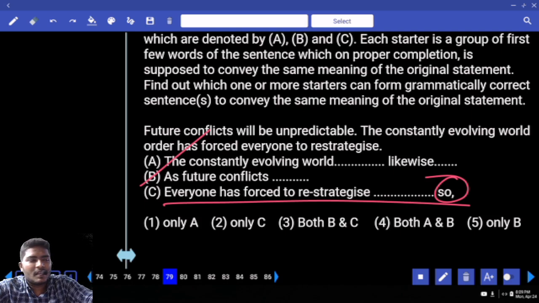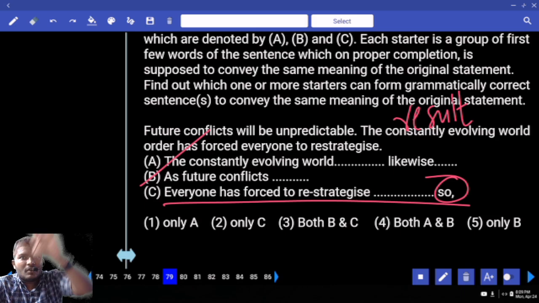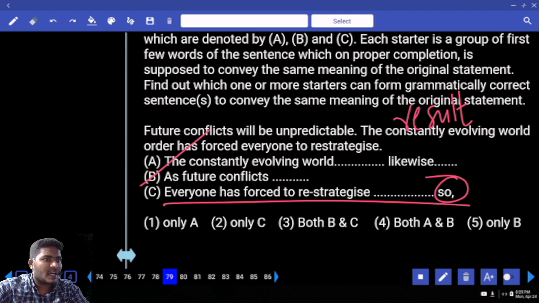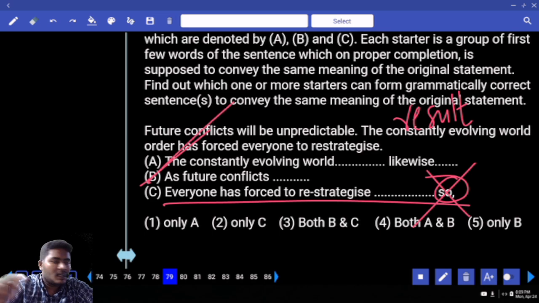What does so show in English? The word so shows the result. Now tell me your answer. Everyone has been forced to re-strategize, so the future conflicts will be unpredictable. Looking at the future, since the future could be unpredictable, we are ready to change the strategies. If we are changing the strategies, we are looking at future predictability. It is not right, right? So it becomes the opposite if you use so. So we can only go with the B combination.